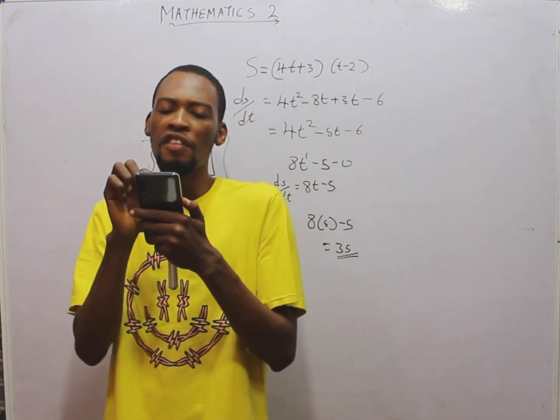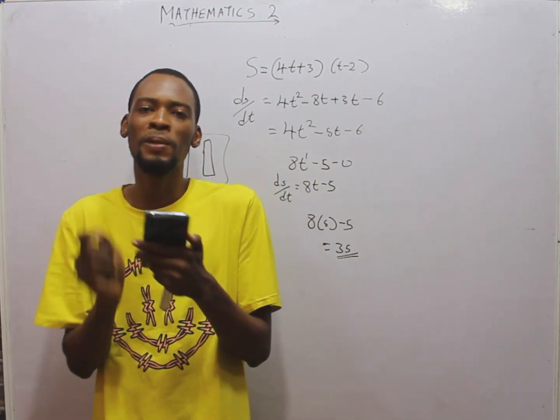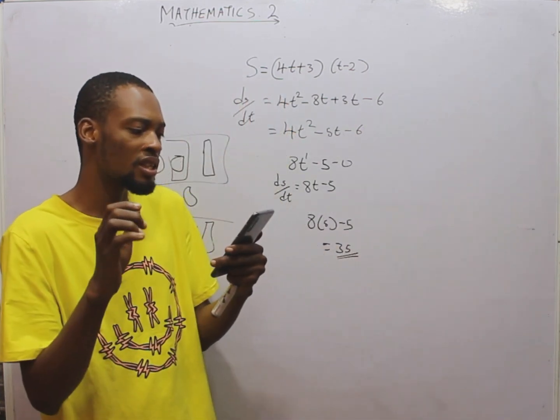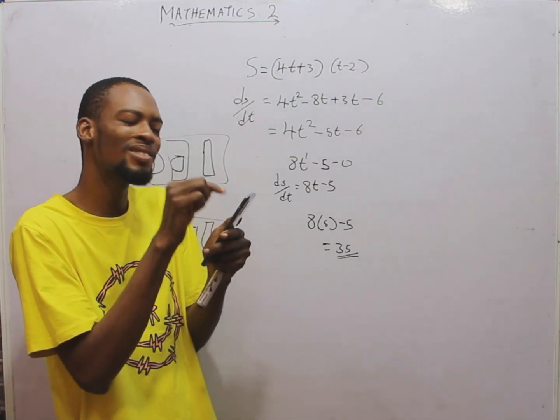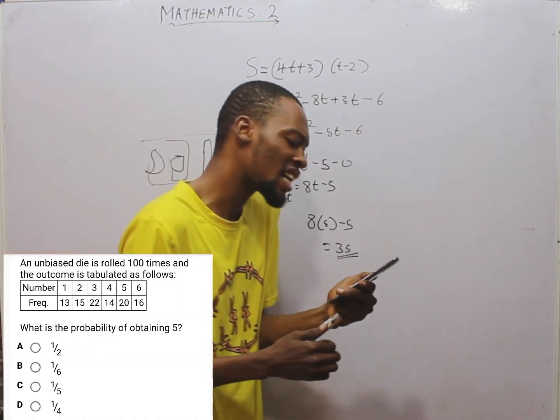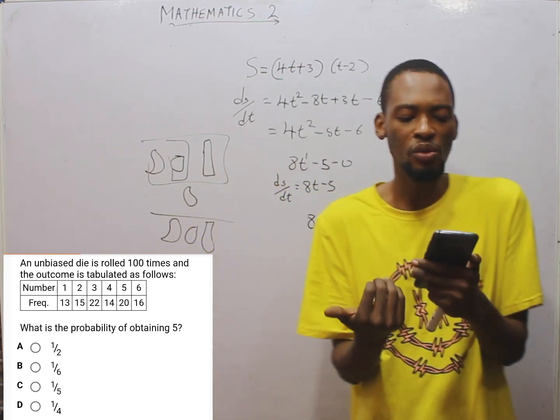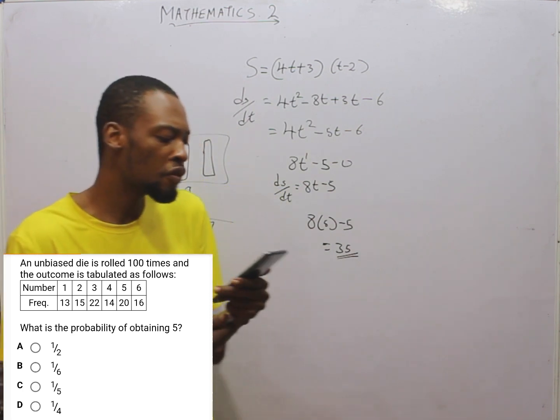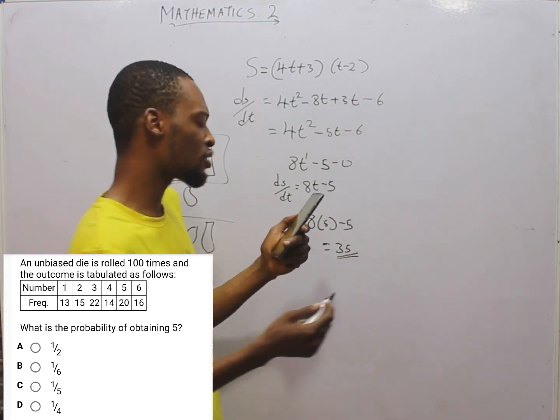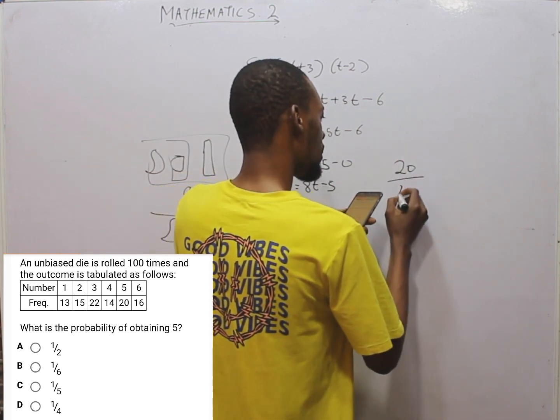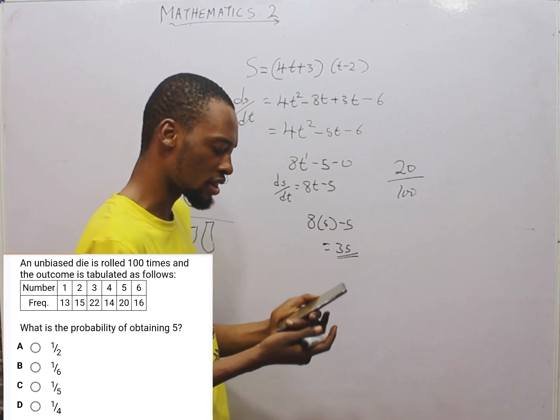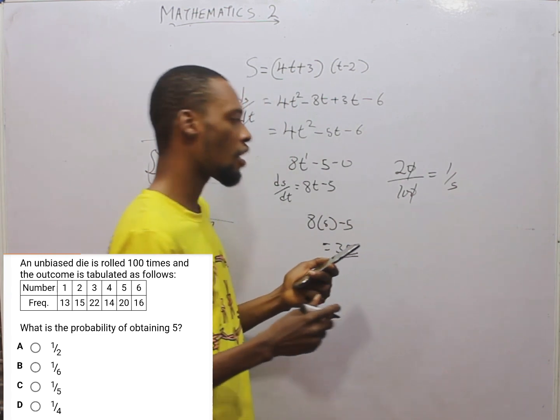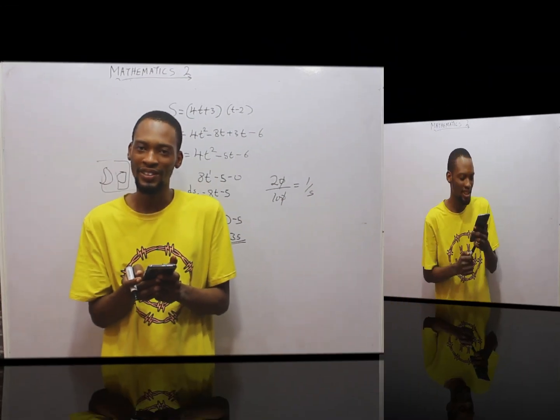Looking at the table, the frequency of 5 is 20. This implies that 5 appeared 20 times. And what is the total frequency? It is 100. It says rolled 100 times. And the occurrences are 13, 15, 22, 14, 20, and 16, which sums up to 100. So therefore, the probability of obtaining 5 is 20, which is the frequency of 5, over 100, which is the total occurrence. And this will give you 1 over 5. Option C is the correct option.